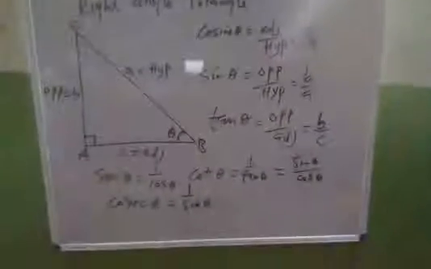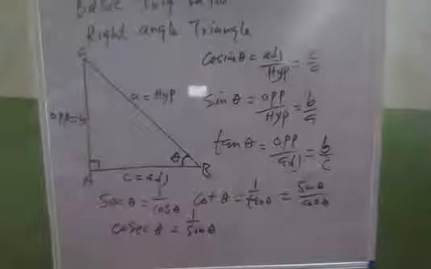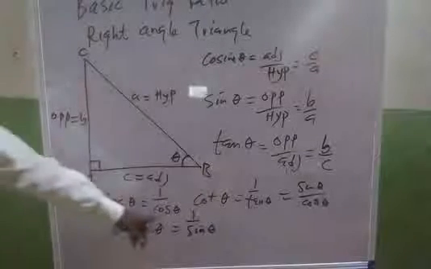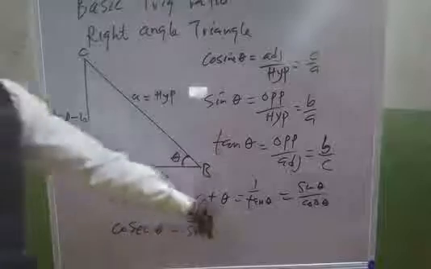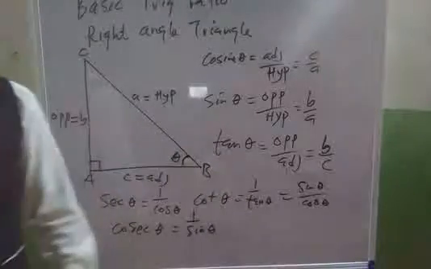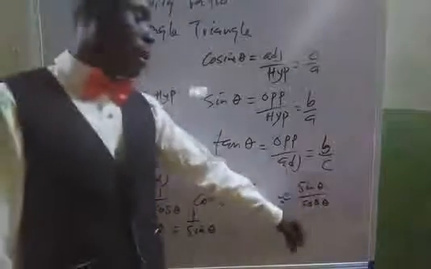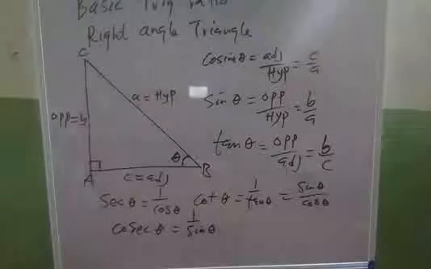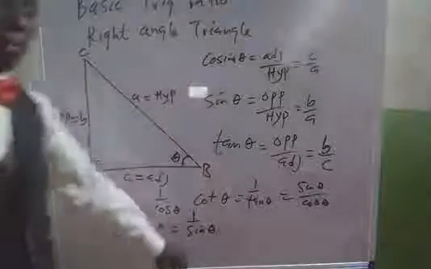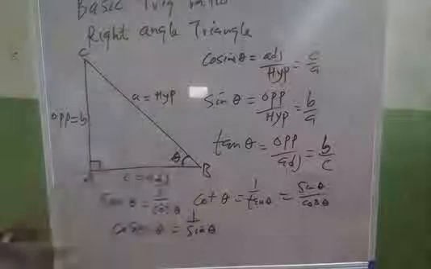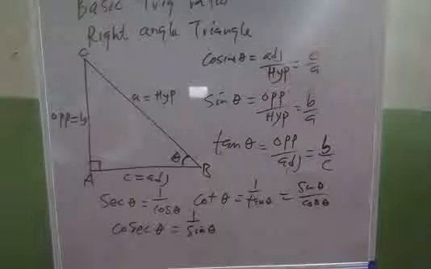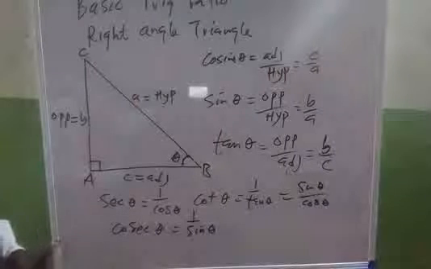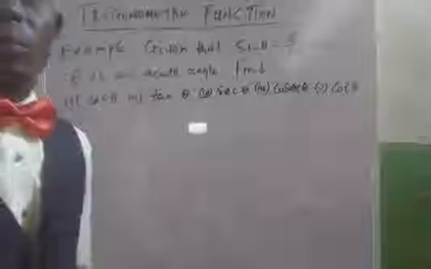Then we have other ratios such as sec theta. Sec theta is 1 over cos theta. Your cot theta is 1 over tan theta, and is equal to cos theta over sin theta. Then you have cosec theta is equal to 1 over sin theta. So these are the basic trig ratios. We are going to take some examples on this.